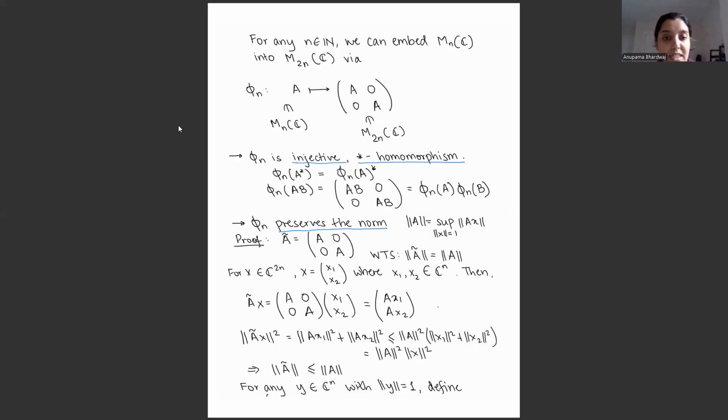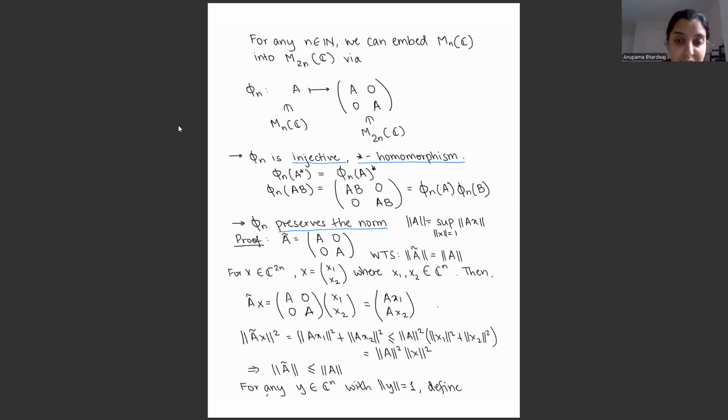So how do we go about showing that? Let's consider a vector x in C^2n, where that vector is (x1, x2), with x1 in C^n and x2 in C^n. Then if we look at A tilde x, A tilde is A, 0, 0, A. When we evaluate at (x1, x2), it becomes just Ax1 and then Ax2. Now if we're finding the square of the norm of A tilde x using the definition and the Pythagorean identity, we have that the norm of A tilde x squared is equal to the norm of Ax1 squared plus the norm of Ax2 squared.